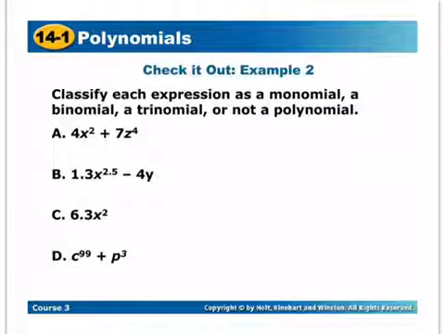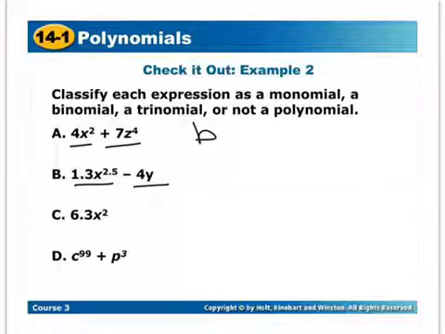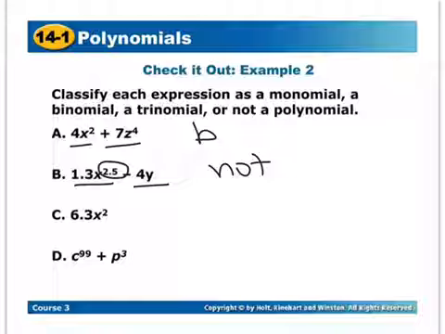Okay, let's see how you did. For A, we've got 2 terms separated by a plus. This one is a binomial. For B, it looks like we have 2 terms, but we have what kind of an exponent here? We've got a decimal as an exponent, so this is not 1.